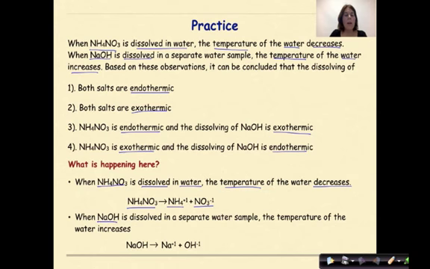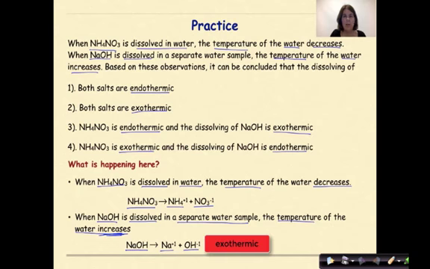When sodium hydroxide is dissolved in a separate water sample, the temperature of the water increases. In this case, it's increasing. The system is the sodium hydroxide forming sodium ions and hydroxide ions. And when this process happens, when these ions are formed, energy is released from the system into the surroundings. And again, we can measure that using a thermometer. So because the temperature of the water, which is our surroundings, increases, this process is exothermic.